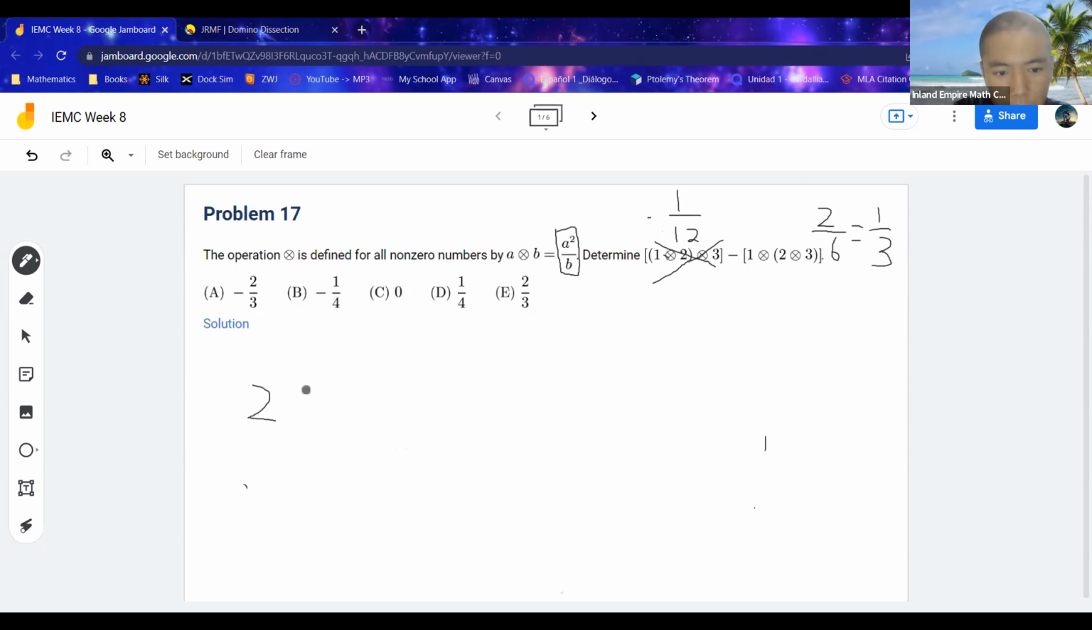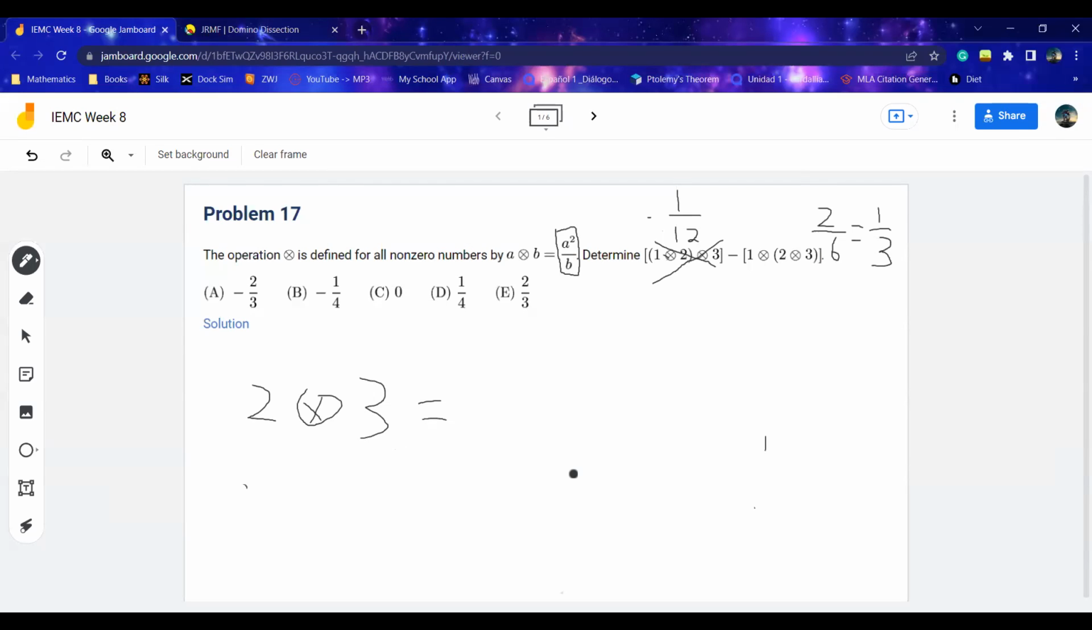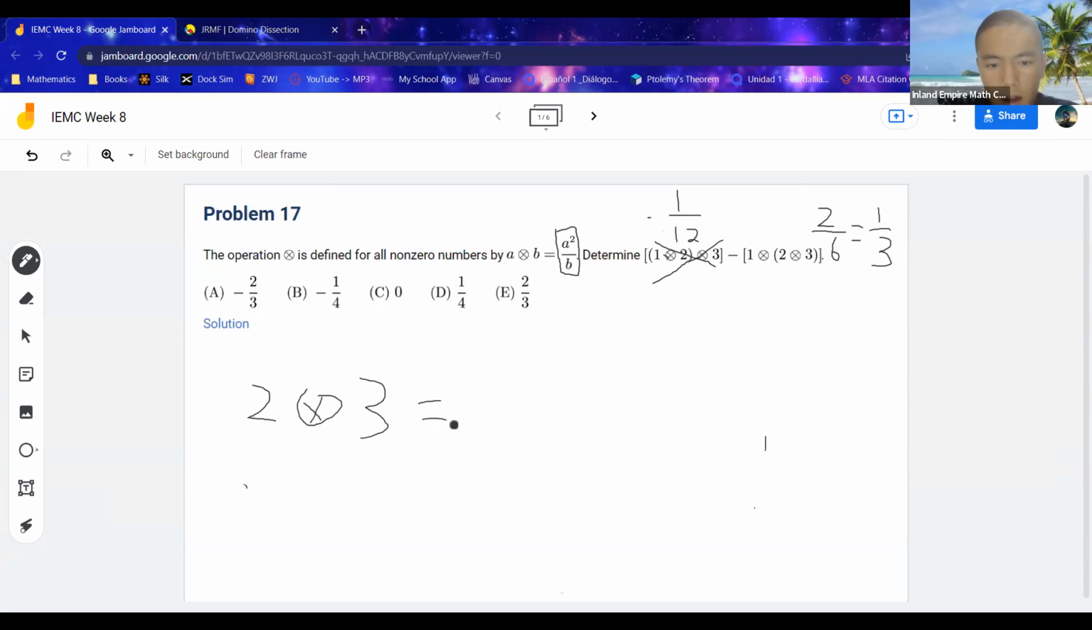So Lloyd, we want to start with the 2 cross 3 first. Do you know how to do it or do you need some help? 2/3. You mean as in the answer? Yeah. Well, you're close. You're very close. Oh, 2 squared, third. Yep.